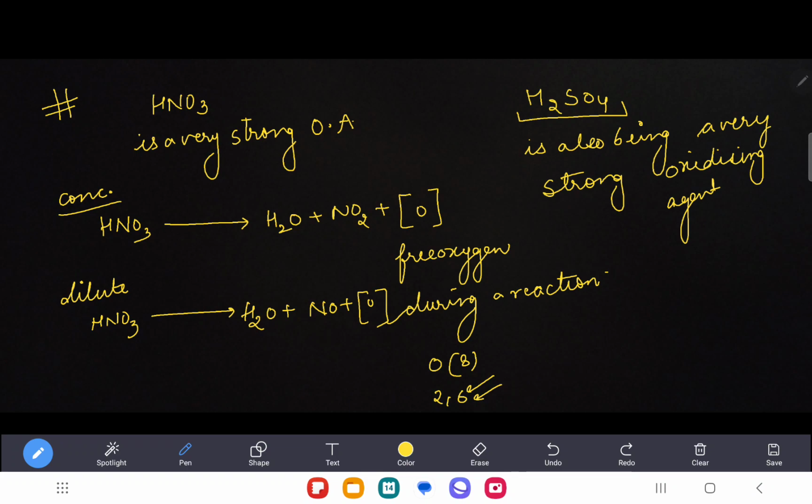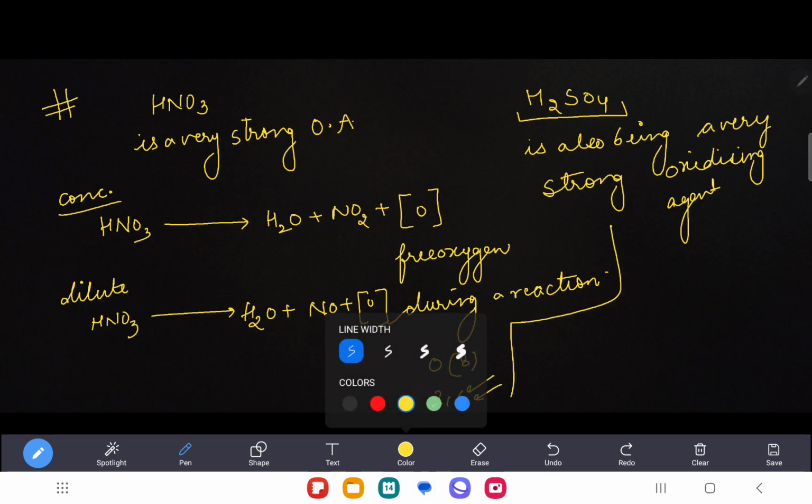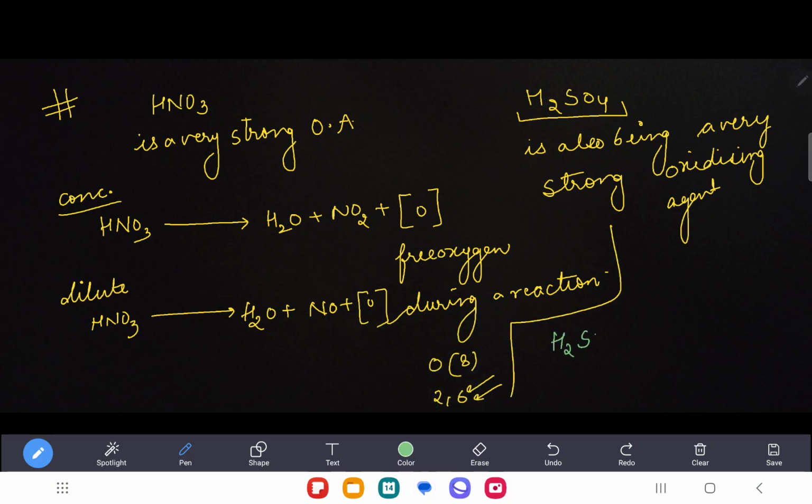I hope you're understanding. And the same is the case with H2SO4. How does H2SO4 work? On sitting, concentrated H2SO4 will give me H2O plus SO2 plus nascent oxygen. You understand? So what exactly is happening?